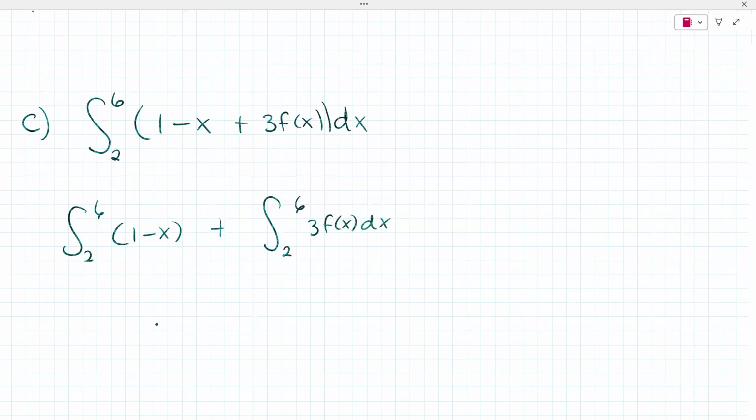Okay, so let's do this part right here. What is the integration of 1 minus x? You can actually write it into two other integrations, or you could just take the integration individually. So what's the integration of 1? x. What is the integration of negative x to the power of 1? Negative 1/2 x squared. Because if you recall how you take the integration of x to the 1, you add 1 to the power and divide it by that power, so that would be 2. And we are going from 2 to 6.